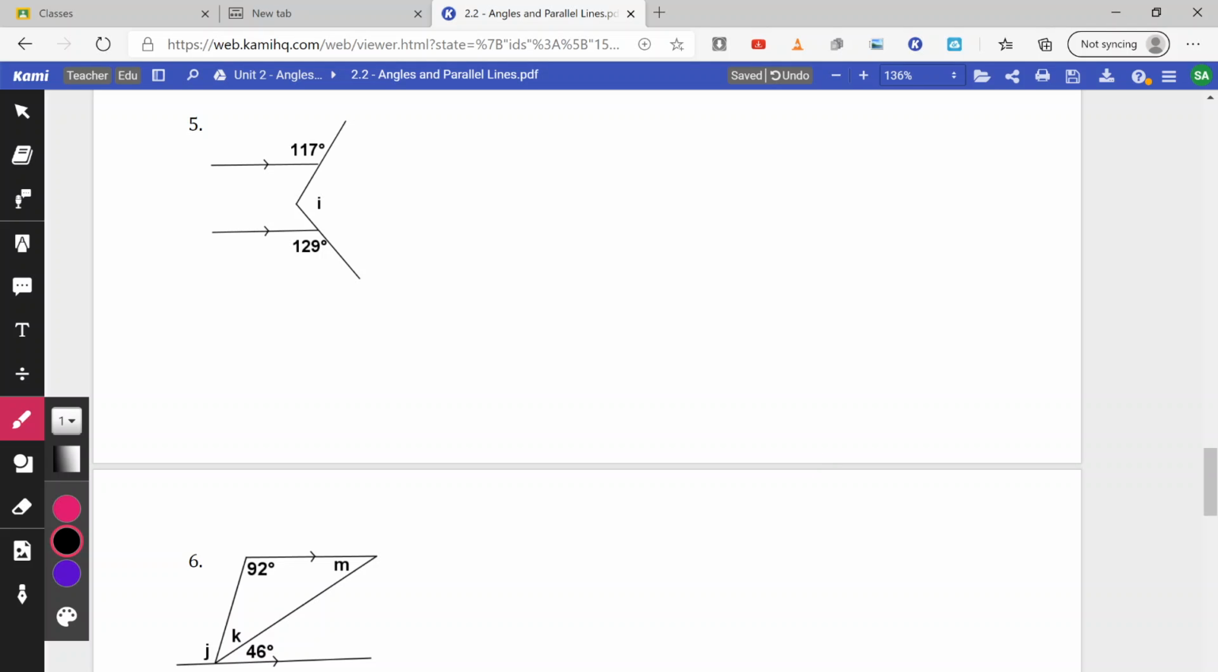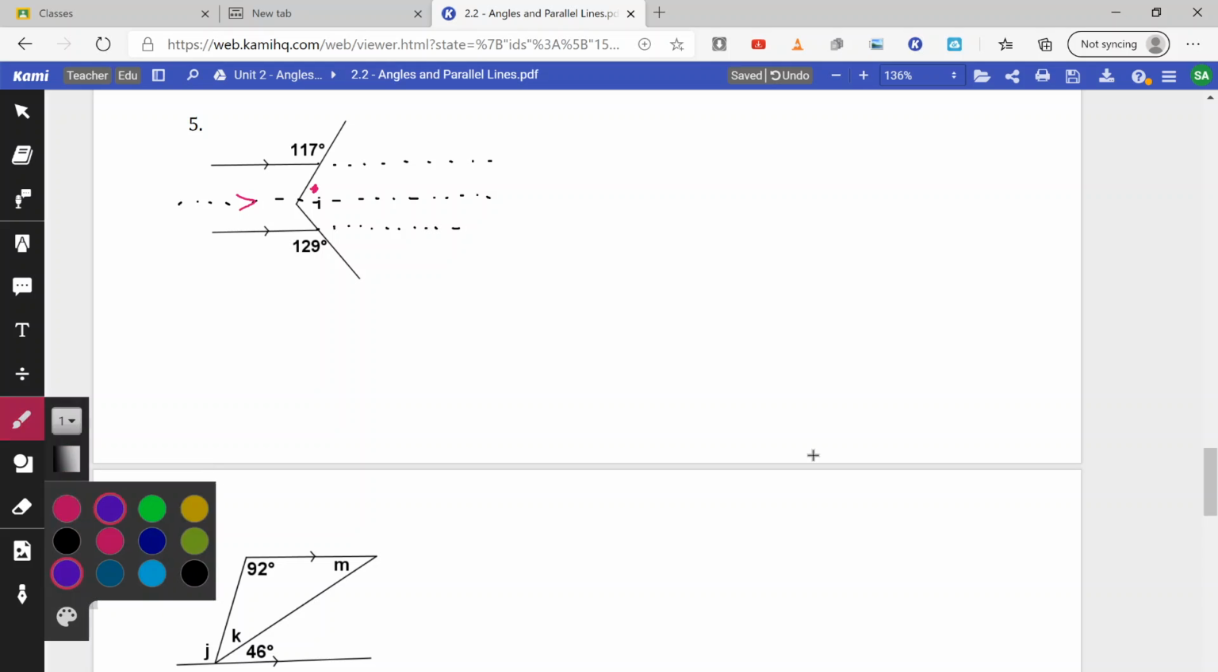Number 5, we have angle measures of 117, I, and 129 degrees here. And we need to figure out what I is. So to help us out, extend our parallel lines. And then we can draw an auxiliary line through I. And again, auxiliary lines are parallel to our given lines. So that line is parallel to each other. So I need to figure out what this angle here is from our center angle here to that point. And I need to figure out what the bottom part is.